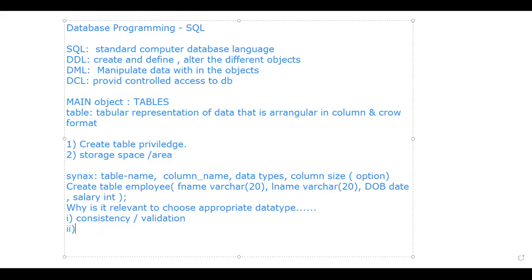Any other reason? Enoch, you have something to say? Thank you, Doctor. I think it helps to improve performance by ensuring correct execution plan. Okay, when you choose appropriate data types, it improves performance based on the fact that you'll have specified the rightful data type for a given column. It boosts the performance of the DBMS that you're making use of.